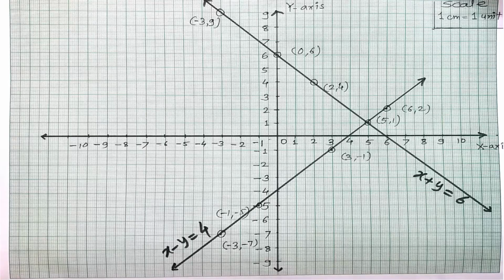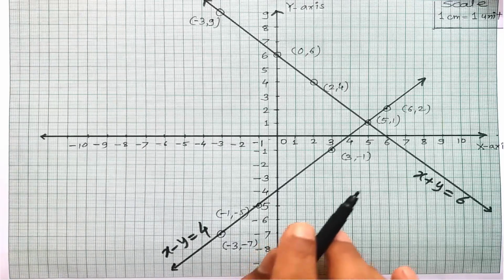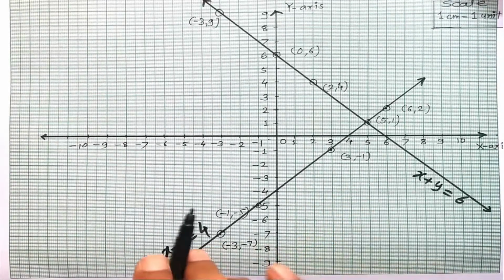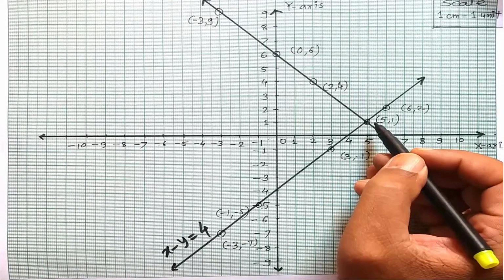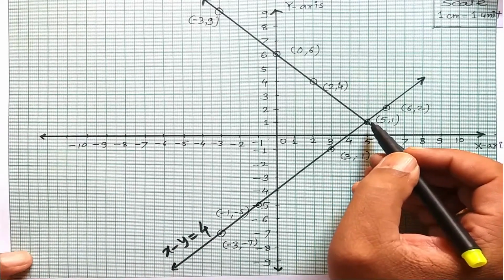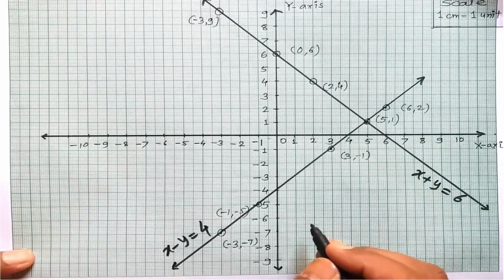Now find the point of intersection of these two lines. Here is the point of intersection. The point of intersection is here. So write down the answer here.